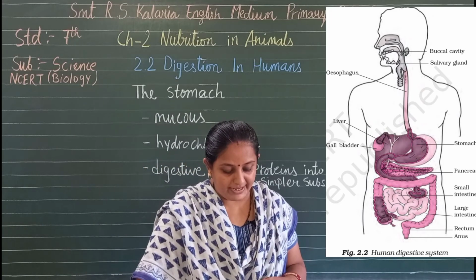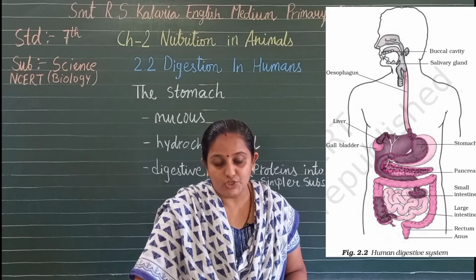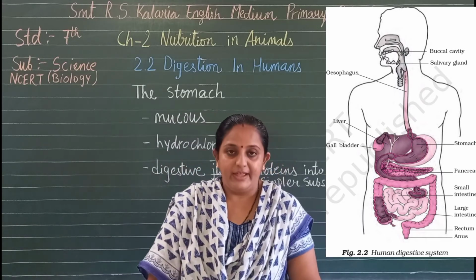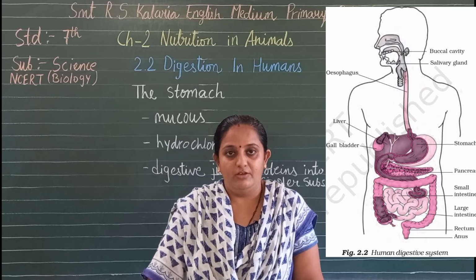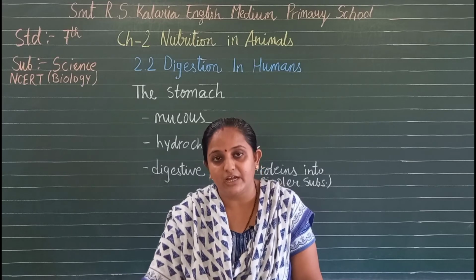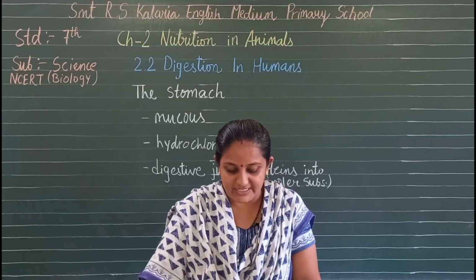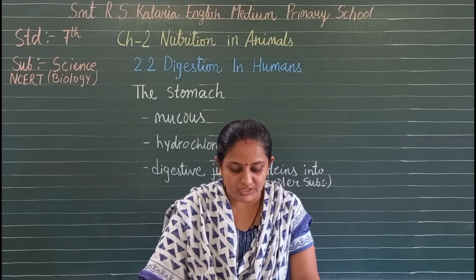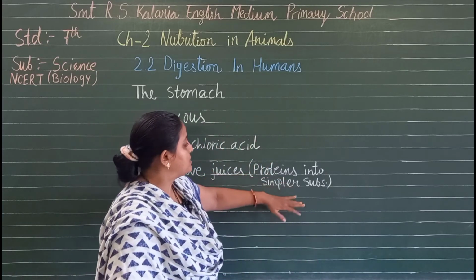Now this hydrochloric acid kills many bacteria that enter along with the food. And that is the reason we should not continuously talk while eating, because when we talk and eat, different bacteria and germs may enter our body. It also makes the medium in the stomach acidic and helps the digestive juices to act. The digestive juices break down proteins into simpler ones. So what do digestive juices do? They break down proteins into simpler substances.